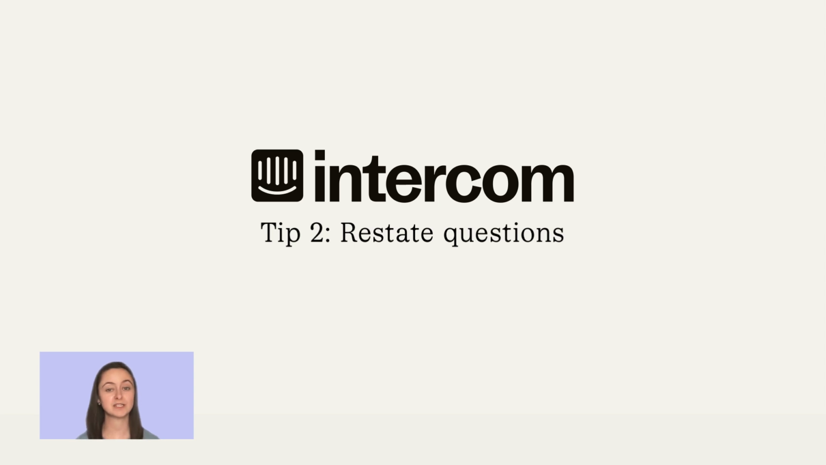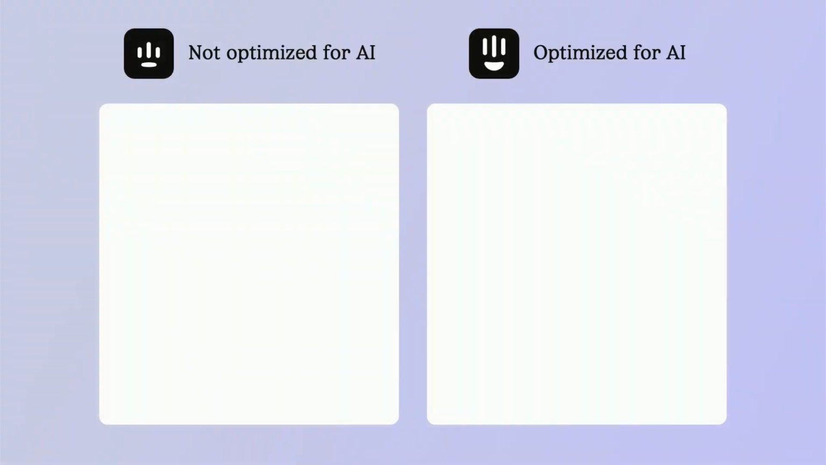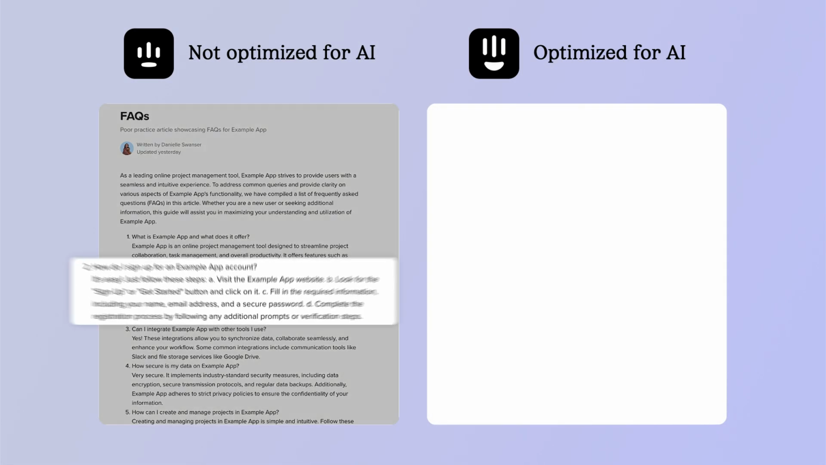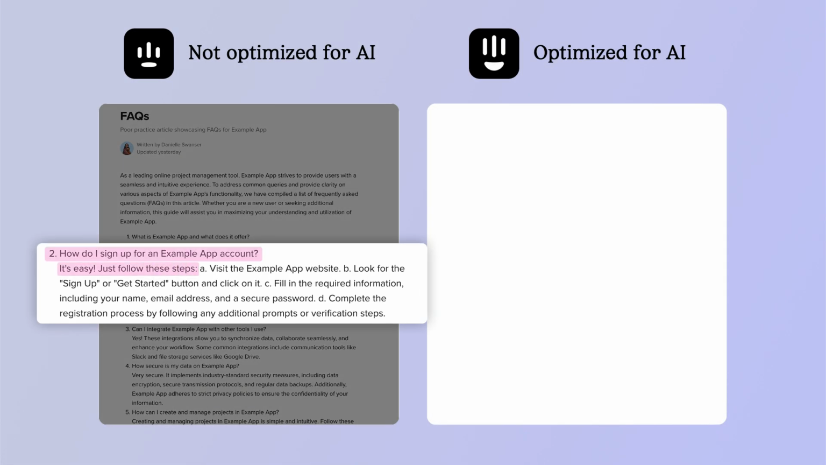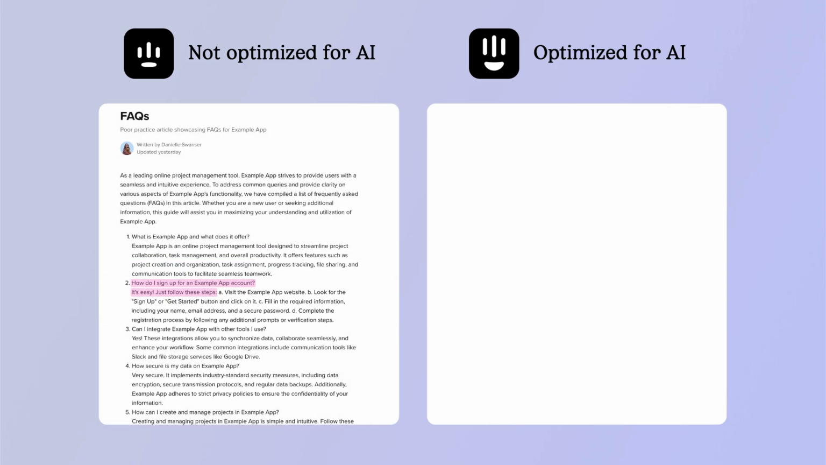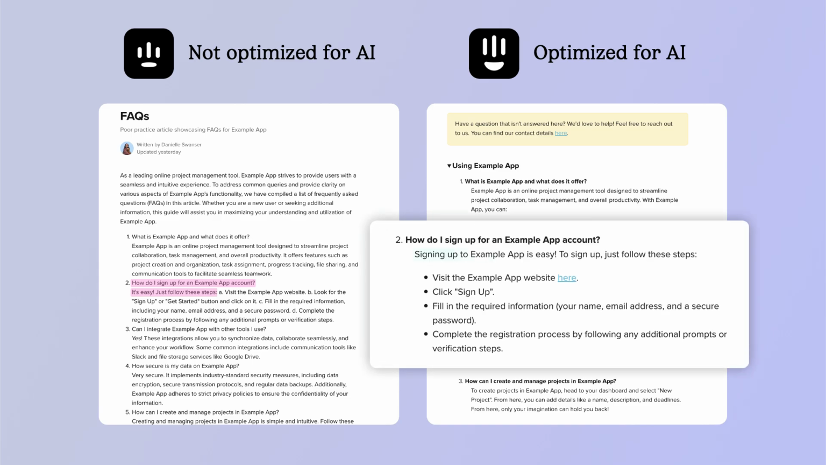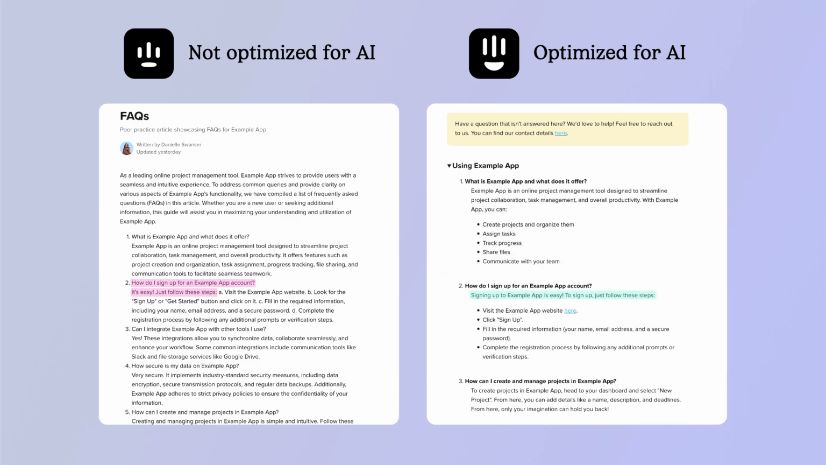Restating questions helps to ensure that Finn is gathering the right information and can answer correctly and in context. In this example on the left, the article talks about how easy it is to sign up to Example App, but this can be confusing for Finn to serve to customers. By restating the question, like in the example on the right, the question and answer are super clear, making it much easier for Finn to answer in context.